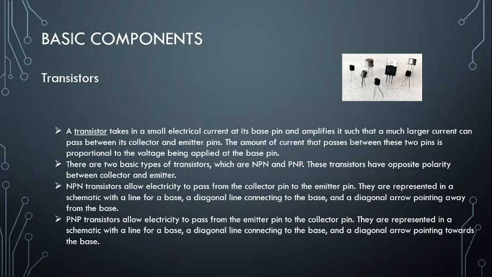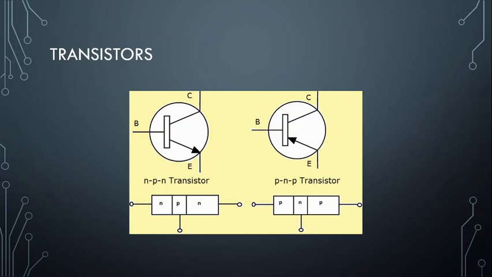Next is transistors. A transistor takes in a small electrical current at its base pin and amplifies it in such a manner that a large current can pass between its collector and emitter pins. The amount of current that passes between these two pins is proportional to the voltage being applied to the base pin. There are two basic types of transistors, which are NPN and PNP. These transistors have opposite polarity between collector and emitter.